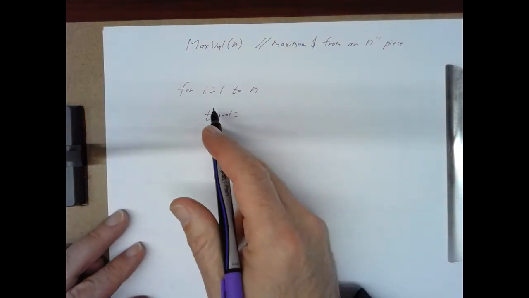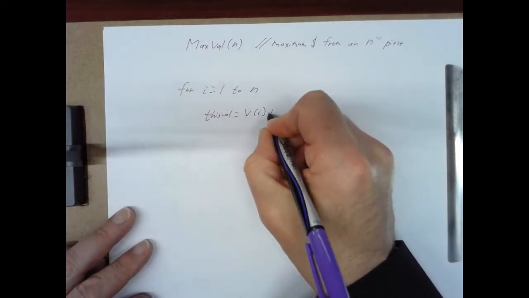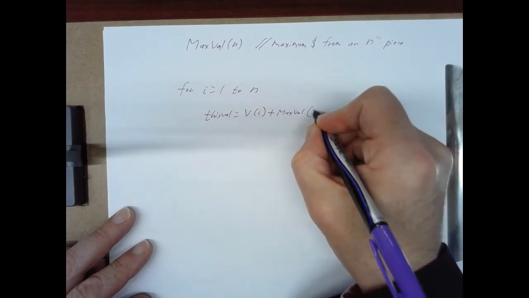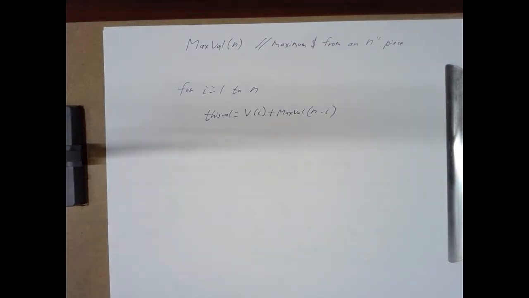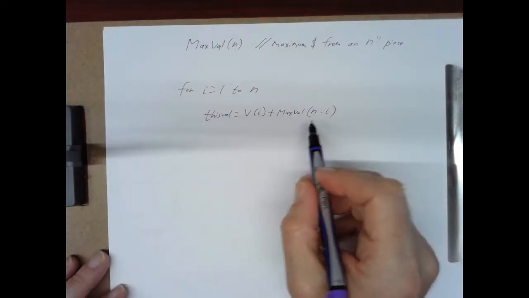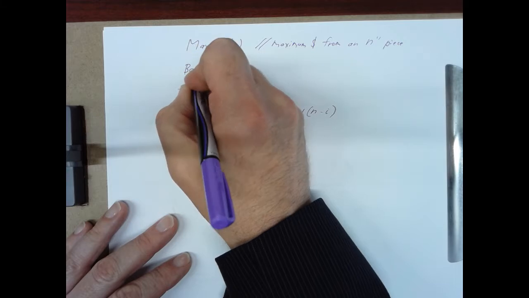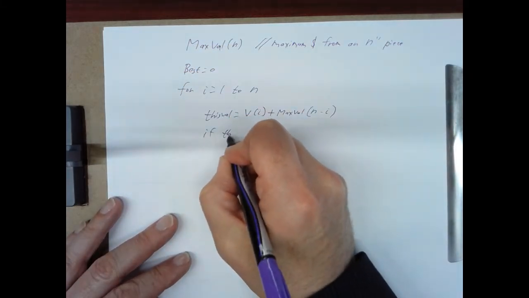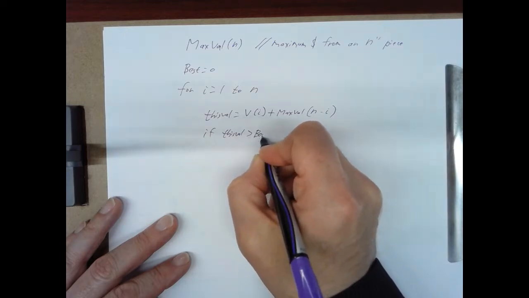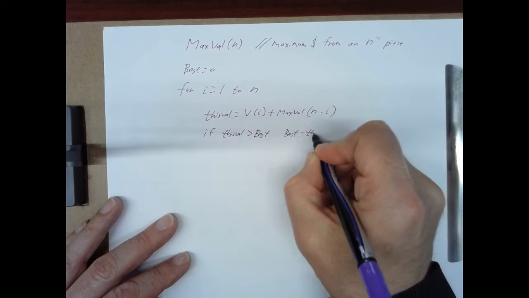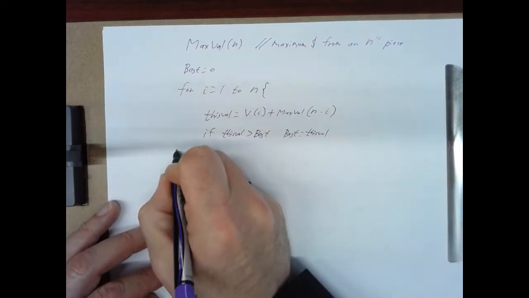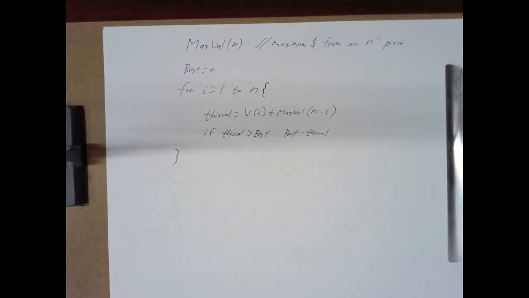So the value from making a cut at I is the value of that rod plus MaxVal of n minus I. Because after we cut off that piece of material with length I, we have n minus I inches left, and MaxVal will tell us how much we can get from that piece of material by cutting it up optimally. We add the value of the I inch piece, that's the value we can get by starting off with a cut of I. So best equals 0. If this val is bigger than best, then best equals this val. And at the end of our loop, best will be the maximum value we can get.